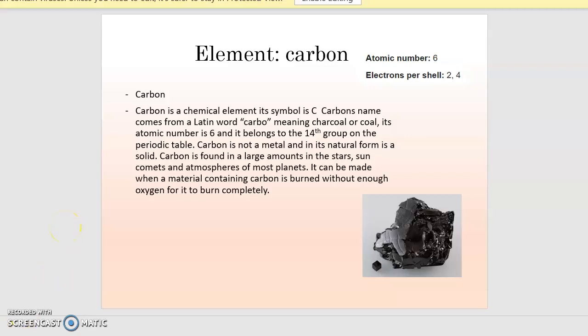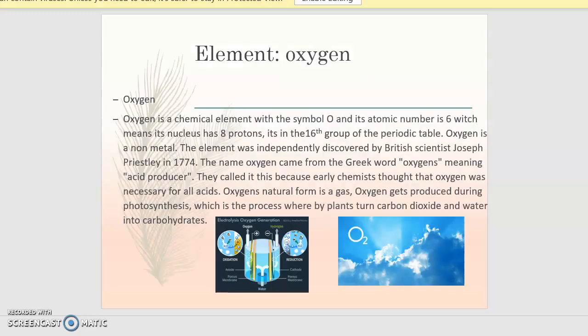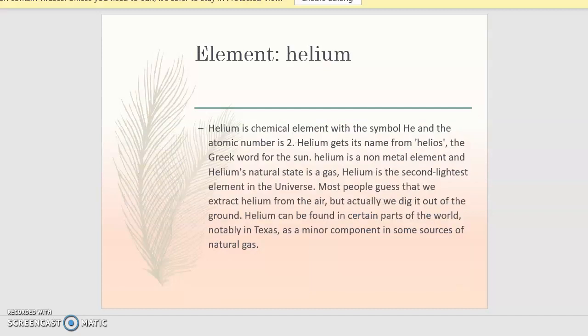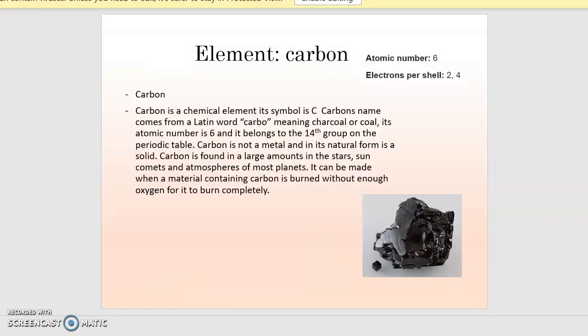I'm just taking a look at your assignment and the information you've got here. So you've done helium, oxygen, and carbon, all gases, so that's quite good. Could have been good if you did one of the metals instead of all gases, but that's okay.